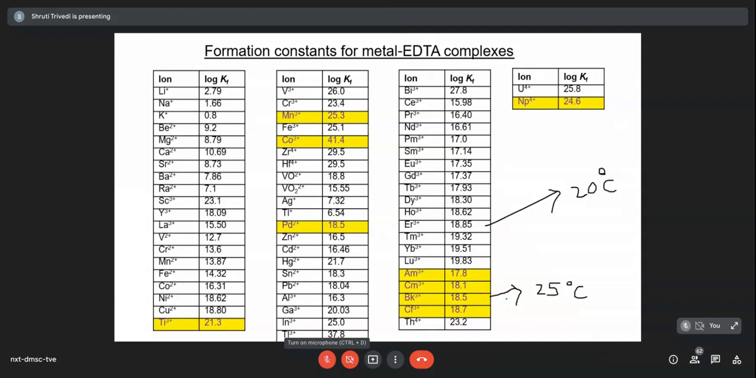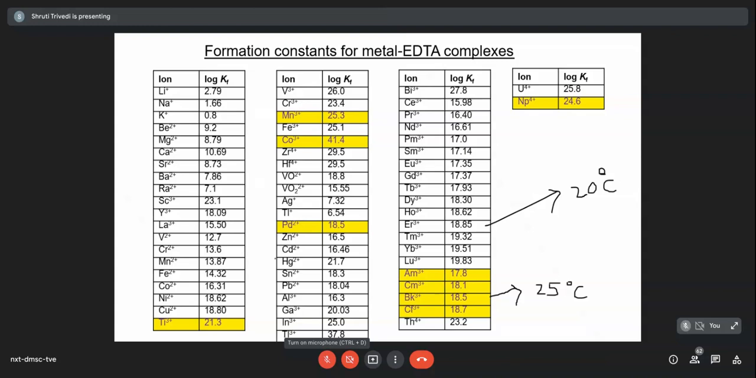The formation constant, as you can see in the table, is quite large for most EDTA complexes and is observed to be larger for more positively charged ions. So if you have more positively charged ions, in general, you have a larger formation constant.